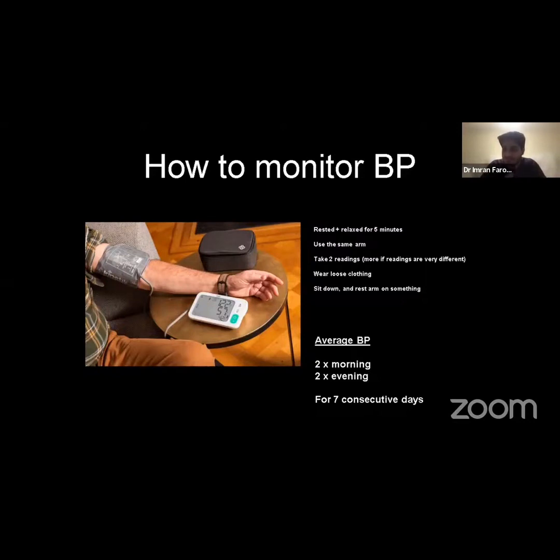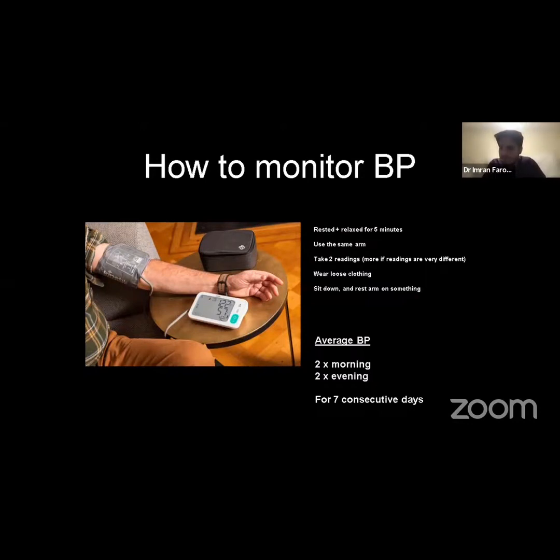Similarly, some simple tricks. Make sure you're wearing loose clothing. If you've got really tight clothes on, that can affect your blood pressure. So make sure you've got nice loose clothing. Make sure you're sat down and your arm, like in the picture, is rested on a table or a cushion just to take the pressure off that arm.